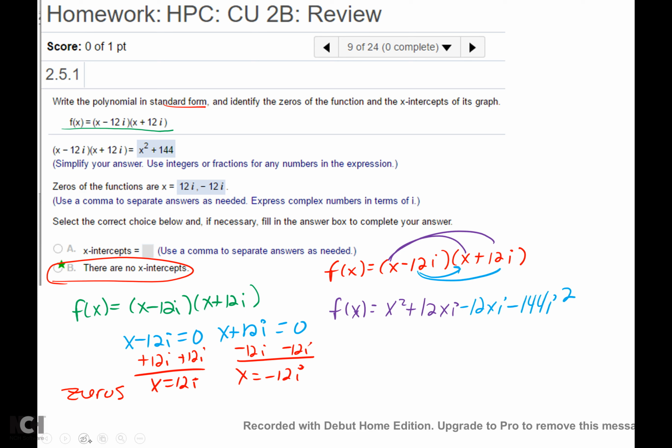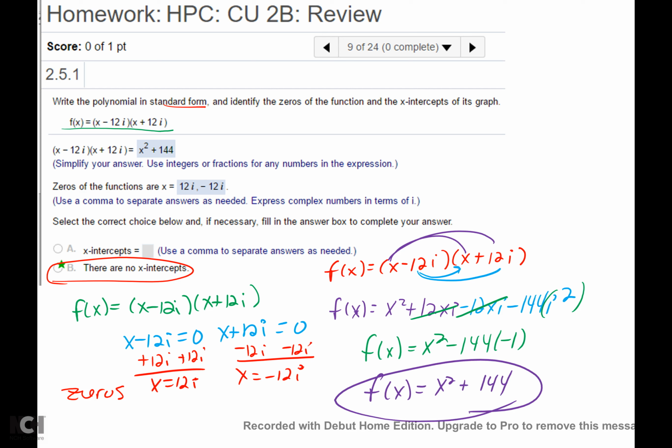144i squared. Combine like terms in the middle, which cancel because of the conjugates. Replace i squared. I get f of x equals x squared minus 144 times negative 1. And my final function is f of x equals x squared plus 144. And there's my function in standard form.